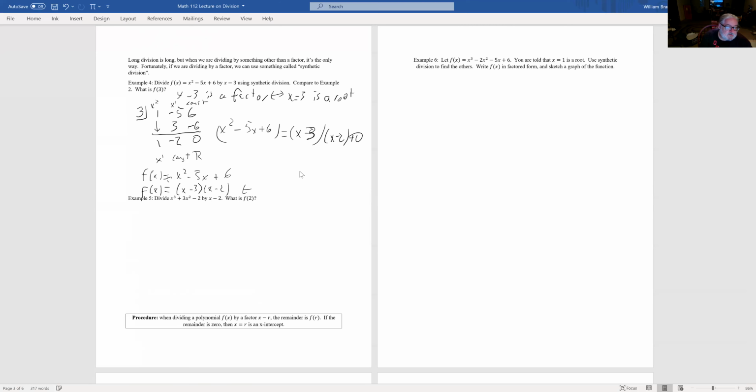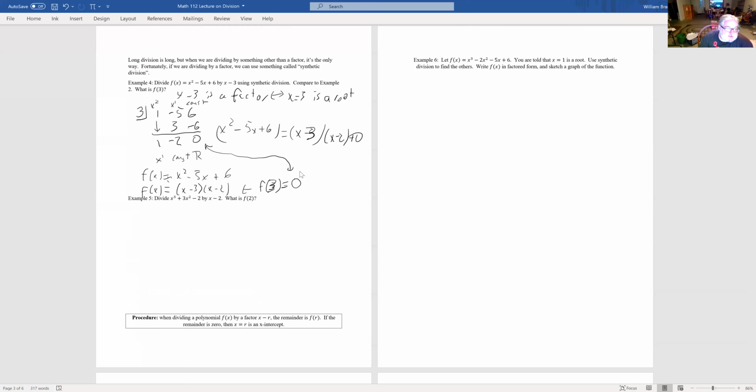And from this, if we say, well, what's f of 3? Well, we can tell right away that that's 0, because if I plug in 3 here, I get 3 minus 3, and that's 0. And whatever I get here, I don't care, because 0 times anything is 0. So note that the remainder is the same thing as what you get when you plug in 3.